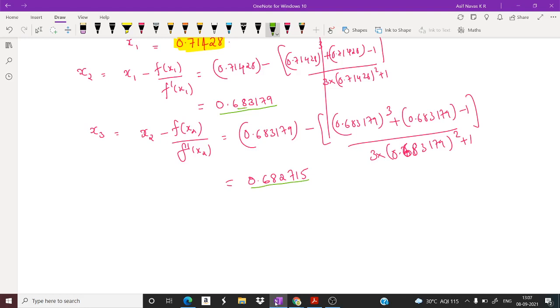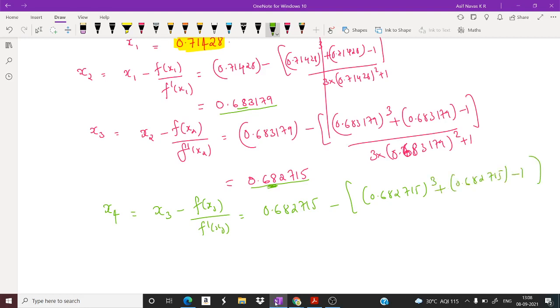Up to 2 decimal places it's the same. If we get the same up to 3 or 4 decimal places, we can stop. So I am finding x4, which is x3 minus f of x3 divided by f dash of x3, equal to 0.6821715 minus 0.6821715 all cube plus 0.6821715 minus 1, divided by 3 into 0.6821715 all square plus 1. If you calculate using the calculator, x4 is equal to 0.682715.